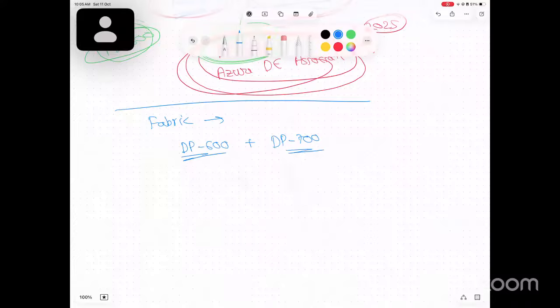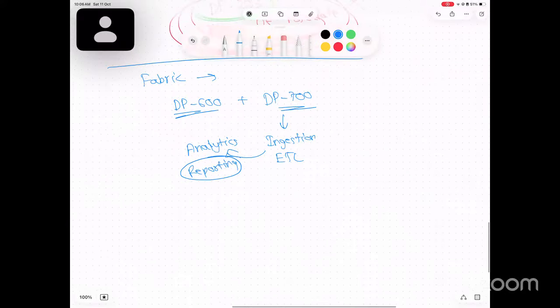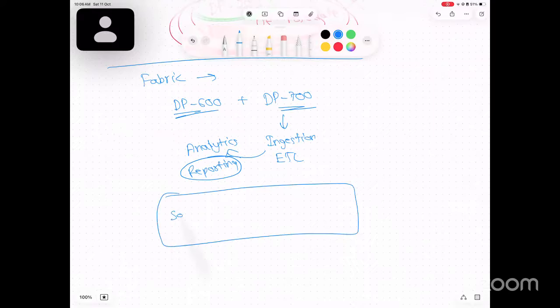Because DP700 will cover ingestion, ETL, transformations, and then once the transformations are done, you will give it to analytics. Why will you give it to analytics? It is for reporting purposes. So if you think about it, it's an end-to-end solution. You start directly from the source, get the data through pipelines, then you do the ETL, then you visualize. So this is the destination. This end-to-end execution cycle is what Fabric will give you.